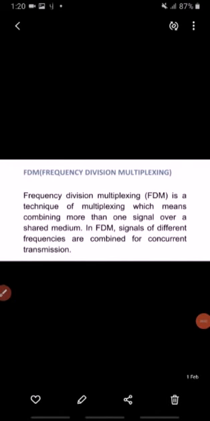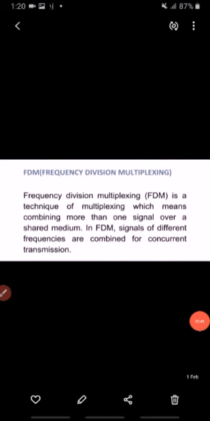Hi all, my topic is FDM, frequency division multiplexing. Before we move deep into the topic, we should know the term multiplexing. Multiplexing means combining more than one signal over a shared medium. Then coming to our topic, FDM.